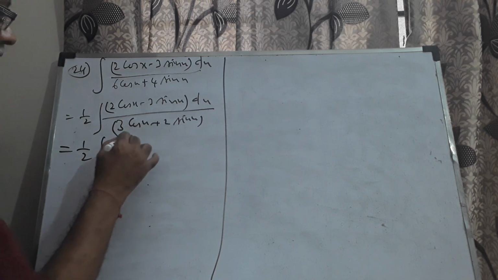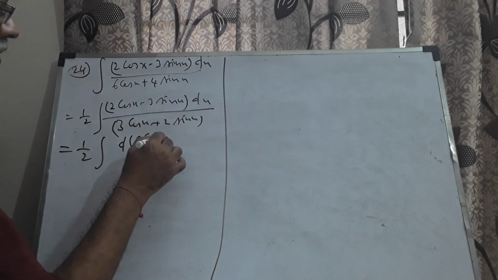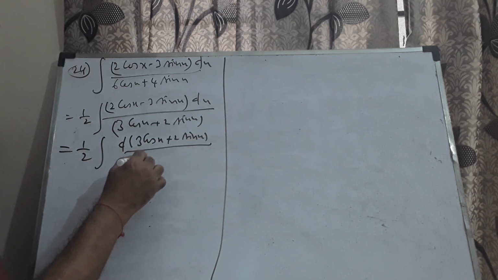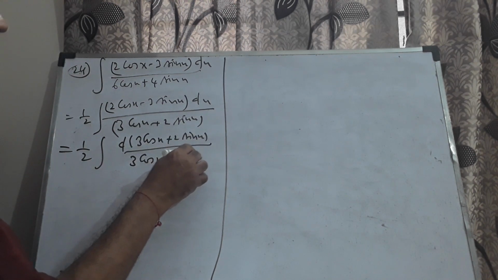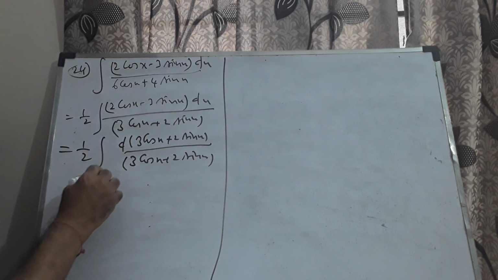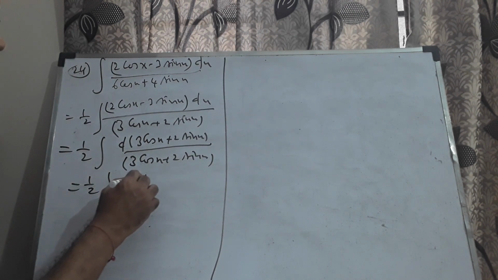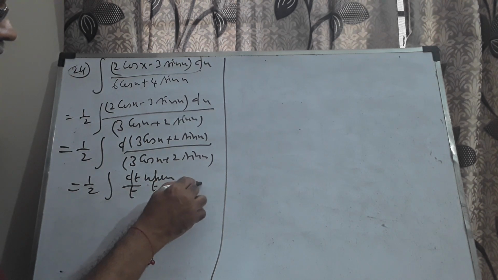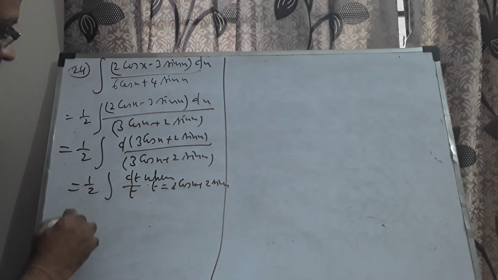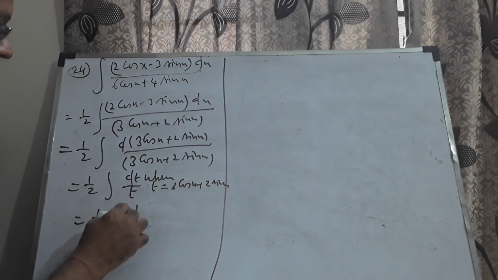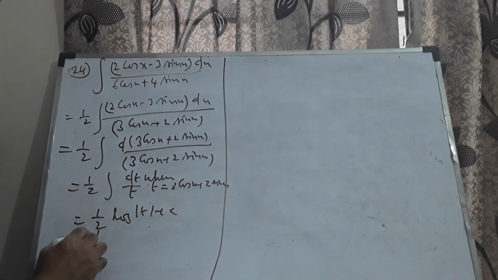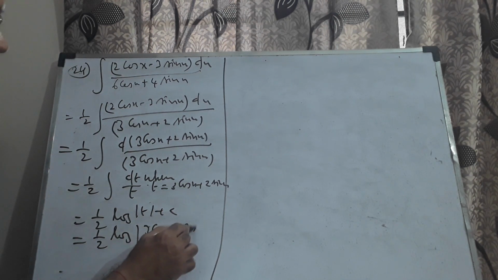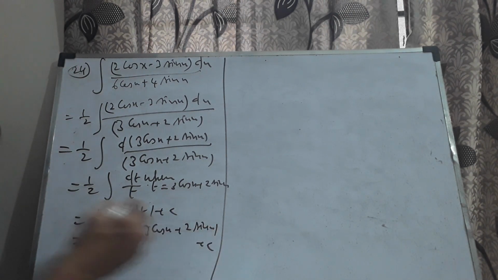Therefore, I can very well write this as d of 3 cos x plus 2 sin x divided by 3 cos x plus 2 sin x. It's of the form half integral dt by t, where my t is the denominator 3 cos x plus 2 sin x, which will be half log mod t plus c, which is half log mod 3 cos x plus 2 sin x plus c.